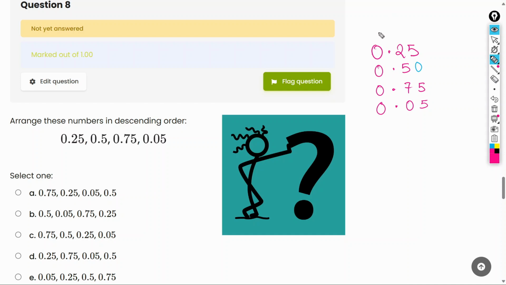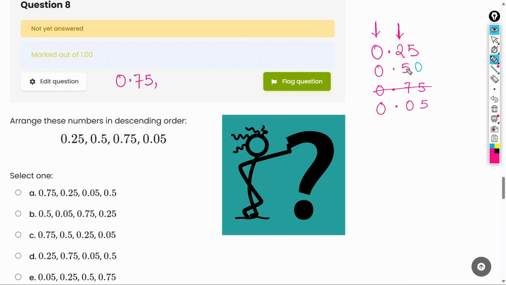So we approach them based on our place values. So if we start from here, everything is 0 here. So they are all equal as far as the ones place is concerned. So we move to the 10th place. Now, when we get here, since we are arranging in descending order, we are looking for the biggest. So here, 7 is the biggest. So 0.75 is the bigger number.